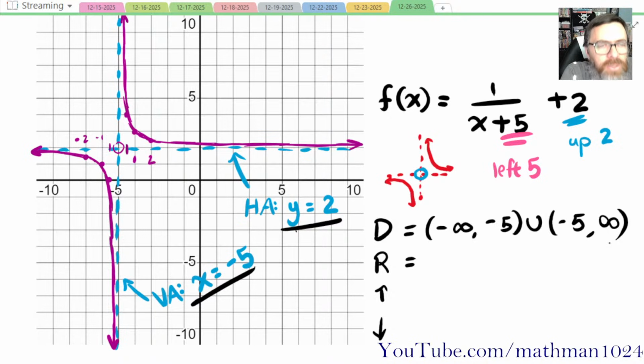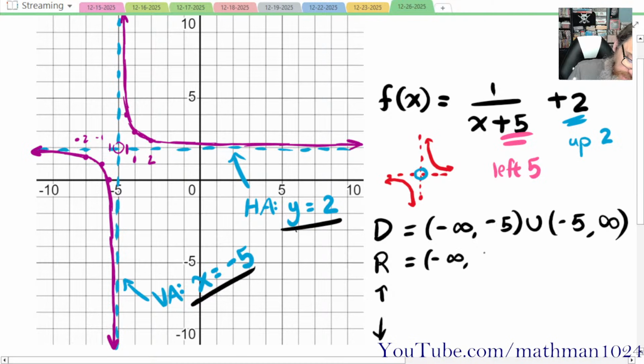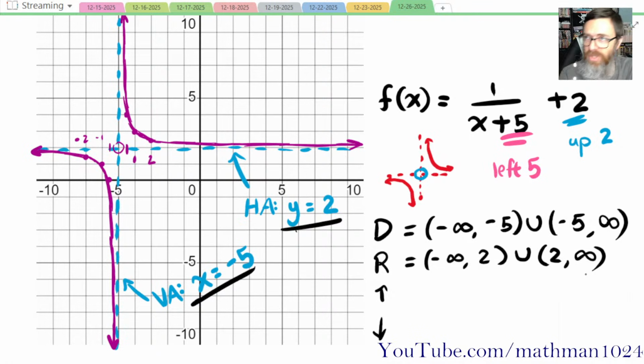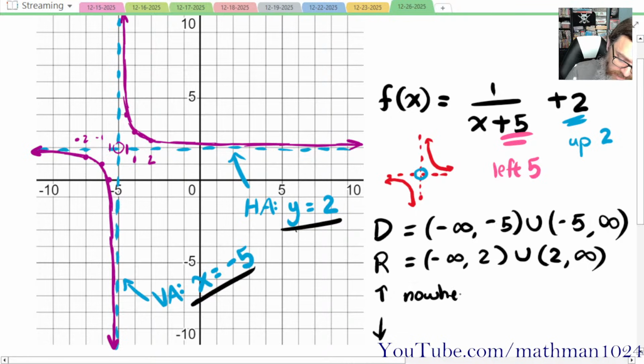The range would have been everything bottom to top except y equals 0. But now we see it's everything from bottom to top except y equals 2. So that's -∞ to 2, parentheses, then union, 2 to infinity. Done. Where are you increasing? Well, as I trace along from left to right, I'm going down, and then I'm going down again. So I'm increasing nowhere, and I'm decreasing in 2 different spots, kind of like what we talked about a while ago.